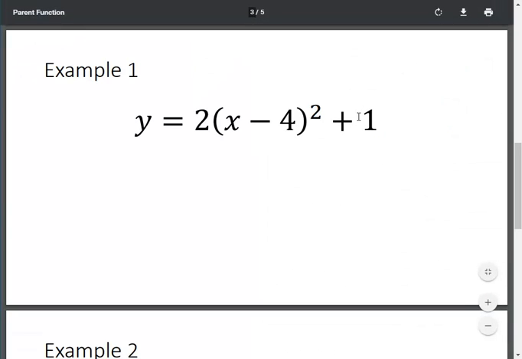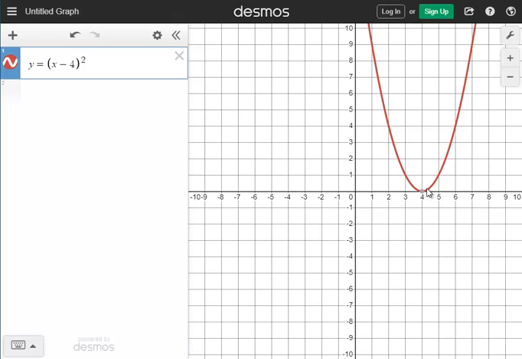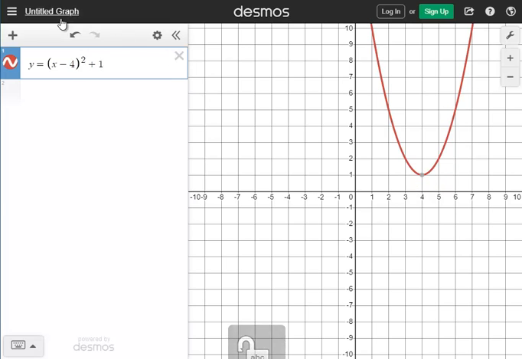I see the plus 1, so that's going to shift it up 1. That's going to move it up to here, so at 4, 1. I'm going to add the plus 1 and see if indeed that's what happens. It does. So just right off the bat, I can see the vertex is 4, 1 based on these numbers here. And then last but not least, my number out front is a 2.